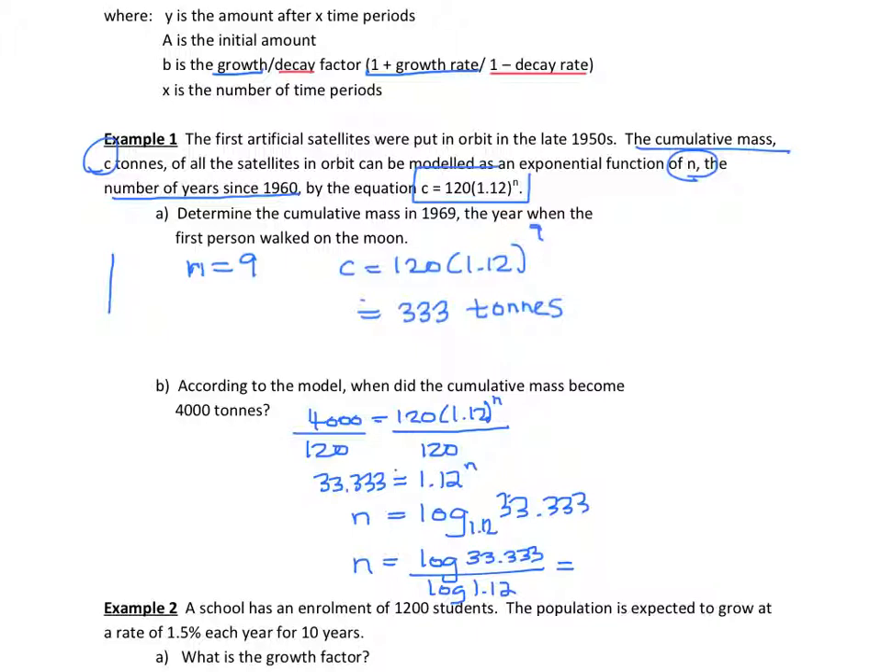And that equals approximately 31. So 31 years after 1960 would be 1991. So therefore, the mass was 4,000 tons in 1991.